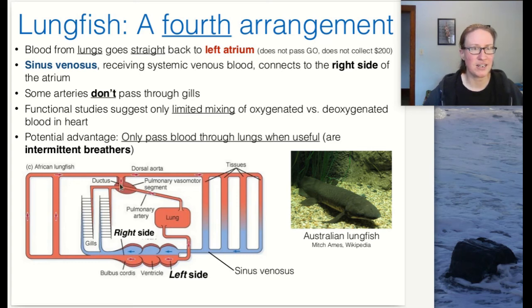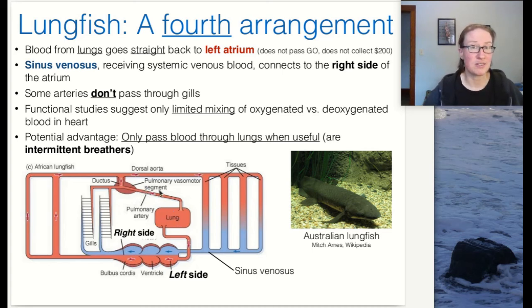So when it becomes oxygenated, it passes through this region where there's a conducting artery called the ductus. And there's also an area here, the pulmonary vasomotor segment, that contains smooth muscle that can either contract or relax to either direct blood through the pulmonary artery towards the lung or direct blood more towards the dorsal aorta and through the tissues, right? So if this lungfish is hanging out underwater, it doesn't really have a reason to pass blood through its lung because it's not going to be able to reoxygenate that blood.